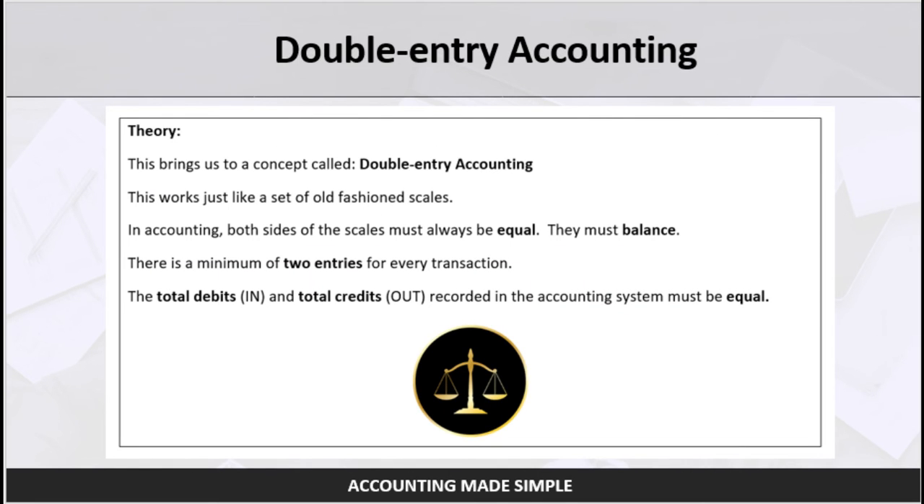Double entry accounting. This brings us to a concept called double entry accounting. This works just like a set of old-fashioned scales. In accounting, both sides of the scales must always be equal. They must balance. There is a minimum of 2 entries for every transaction. The total of the debits in and the total of the credits out recorded in the accounting system must be equal.